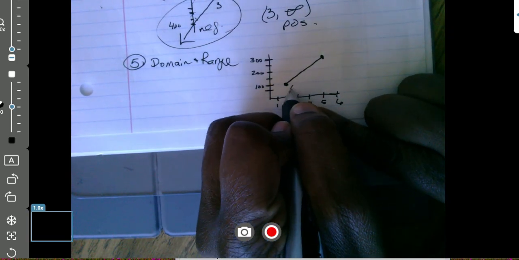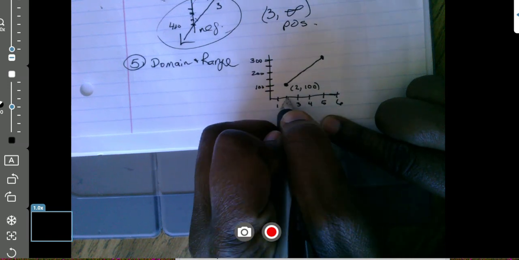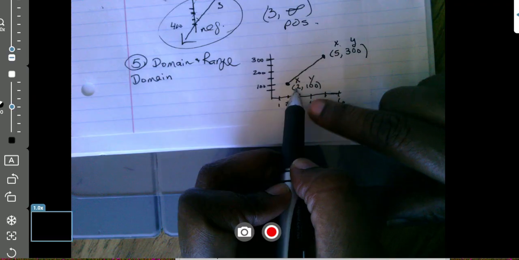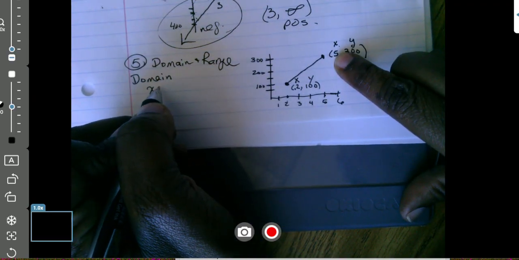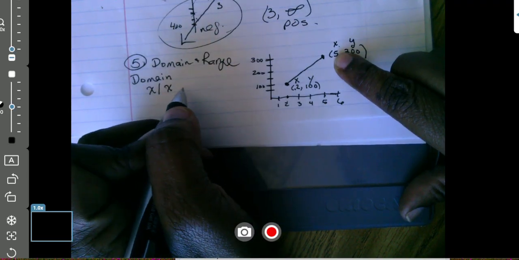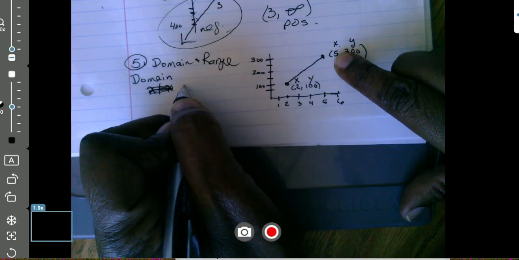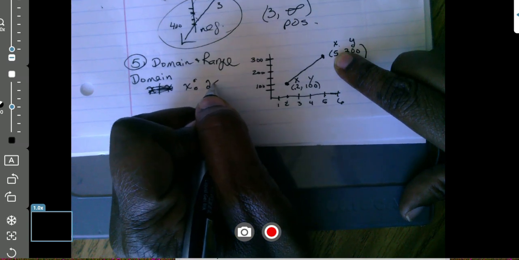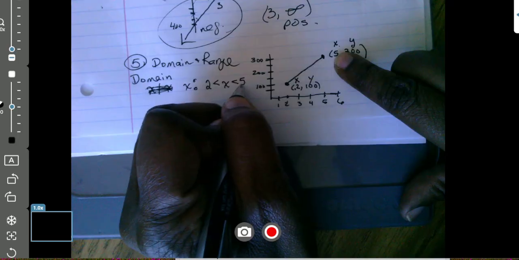Alright, so now this point is 2, 100. This point is 5, 300. This is the X, this is the Y. The domain values, the X values, range from low to high. You go from 2 to 5. So given X, I need to write this in interval notation. So X, such that it is between 2 and 5.